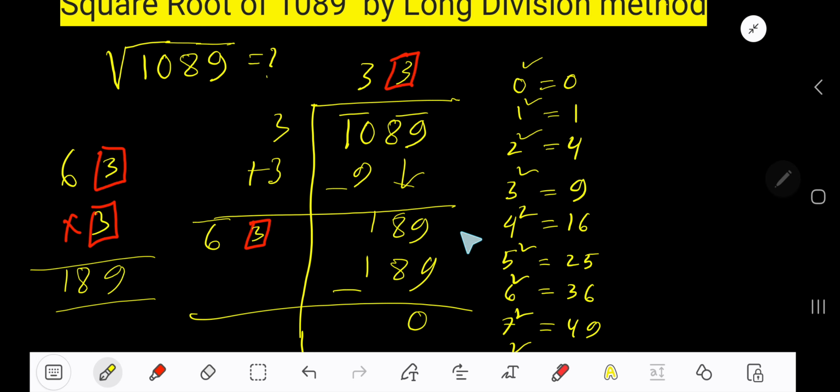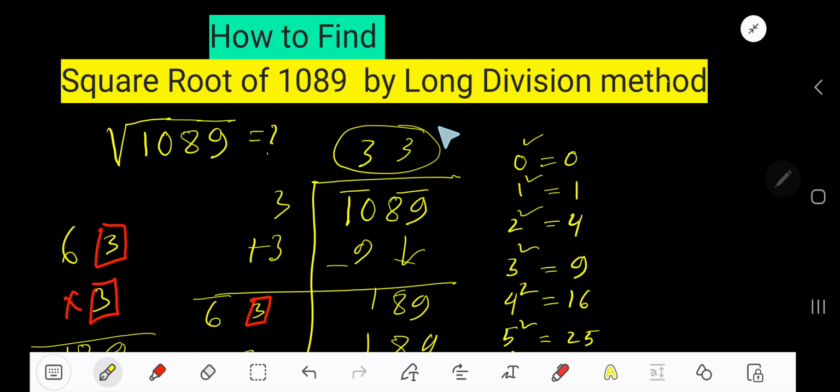Subtract, 0 as our remainder is 0. We are done. To check our answer, here we have placed 3. So this 3 must come under this divisor and add 3 plus 3, 6. Look, this 66 is the double of 33. So we can say that our answer 33 is correct. So the square root of 1089 by the long division method is 33.